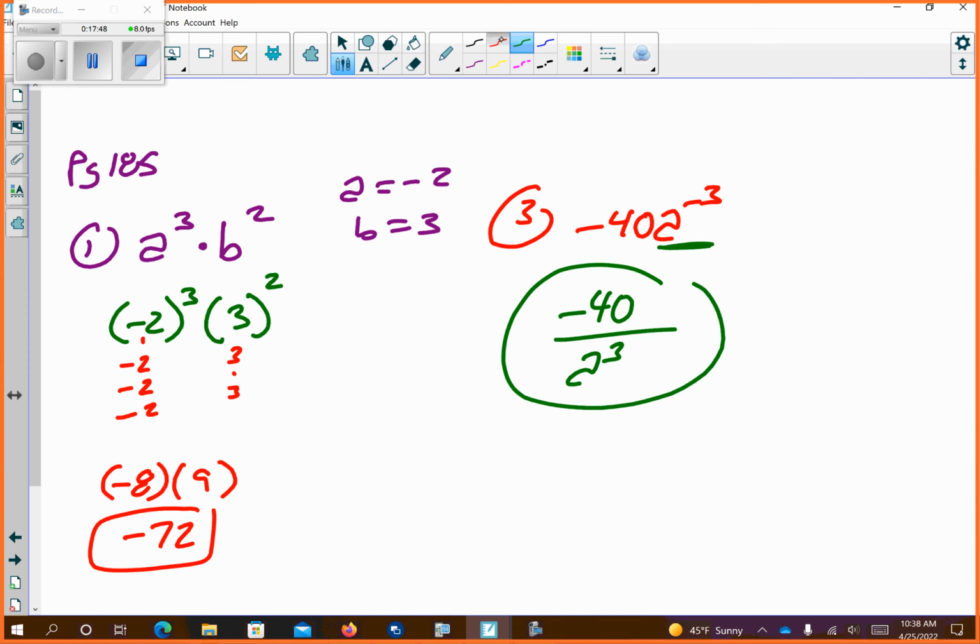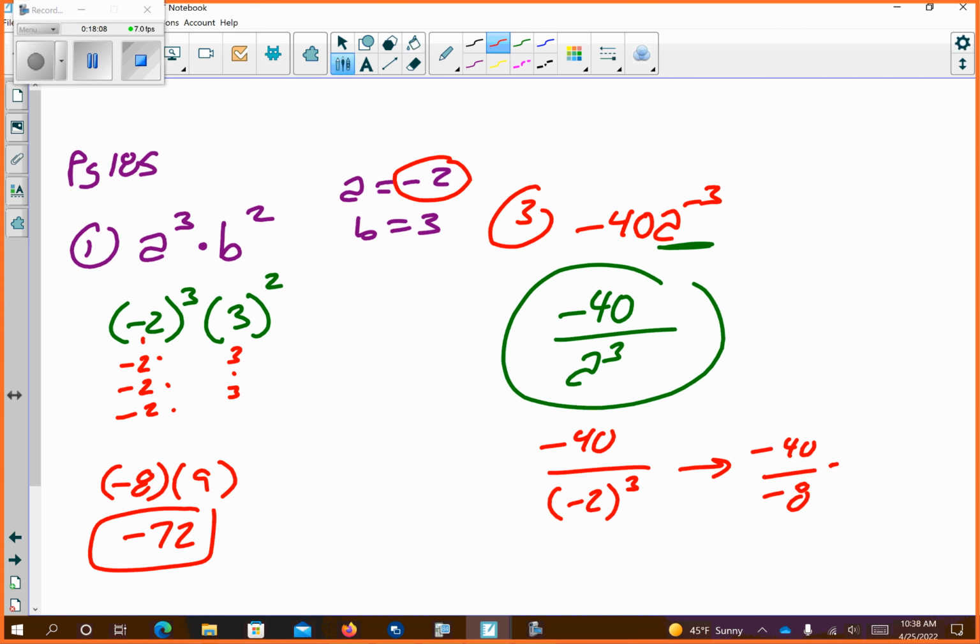Oh, and then they told us, what did we need to know? We knew that a is equal to -2. So I'm going to go -40 over -2 to the third. All right. We just did -2 times -2 times -2 to get -8. So this is going to give me -40 over -8. Negative over negative is positive. 40 over 8 is? How many times 8 go into 40? 5. So your answer to this is just 5.